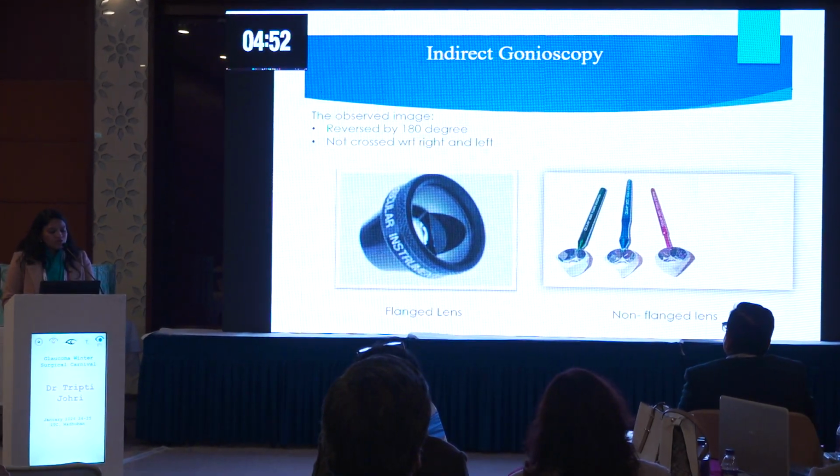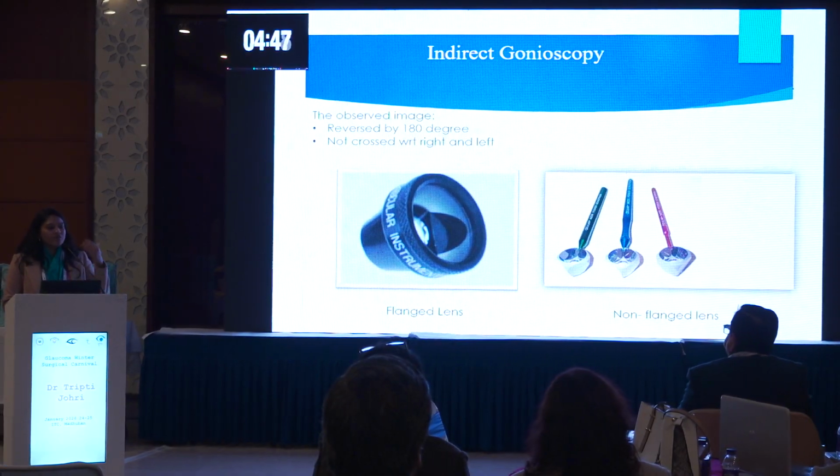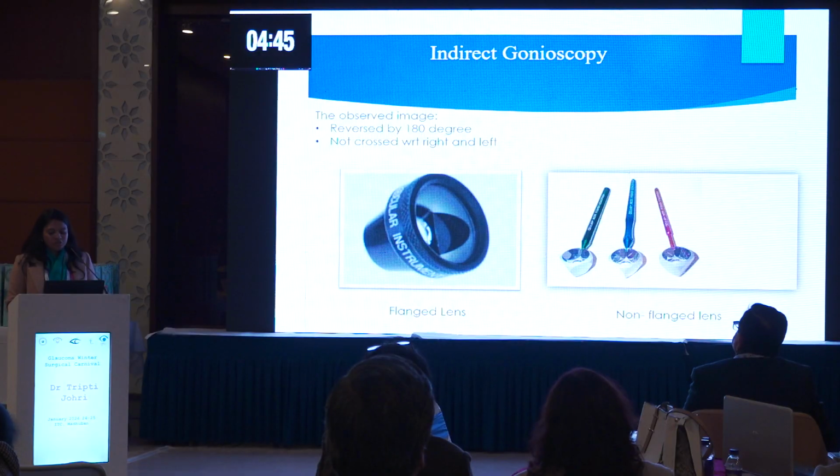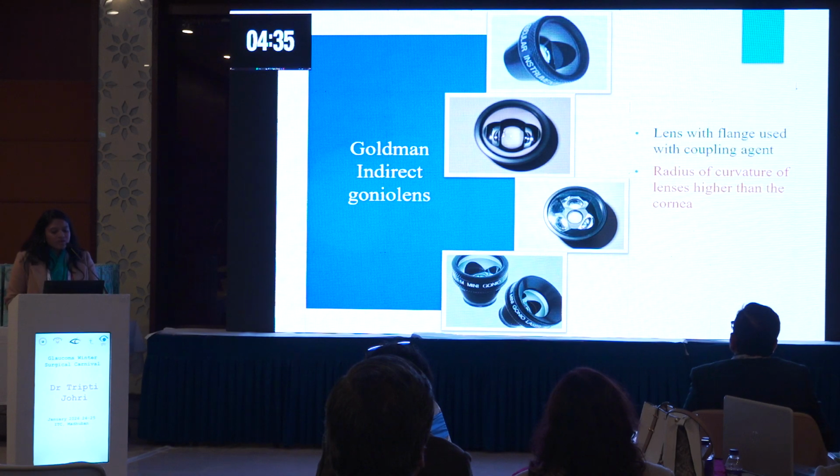In indirect gonioscopy, the observed image is reversed by 180 degrees. So say if we are looking at the superior mirror, we are actually examining the inferior angle, but it is not crossed with respect to right and left. Indirect gonio lenses are a flange type and a non-flange type.